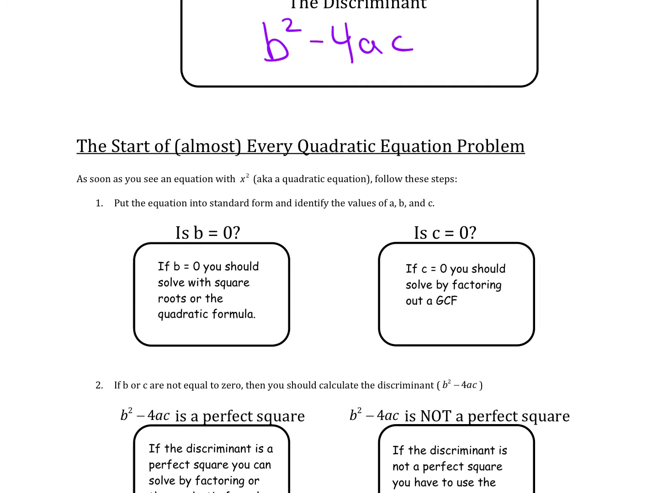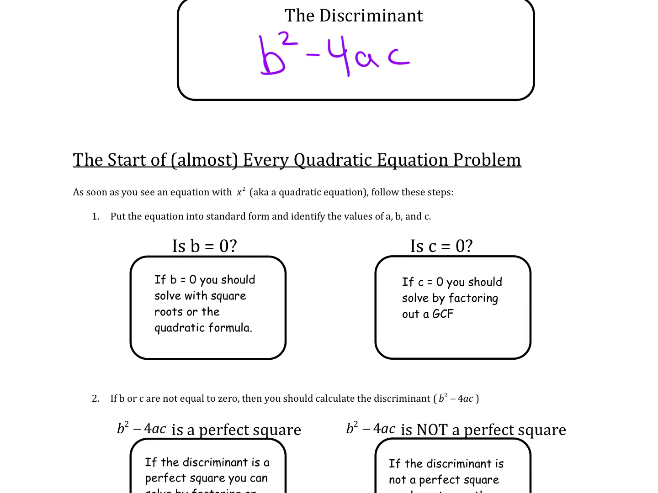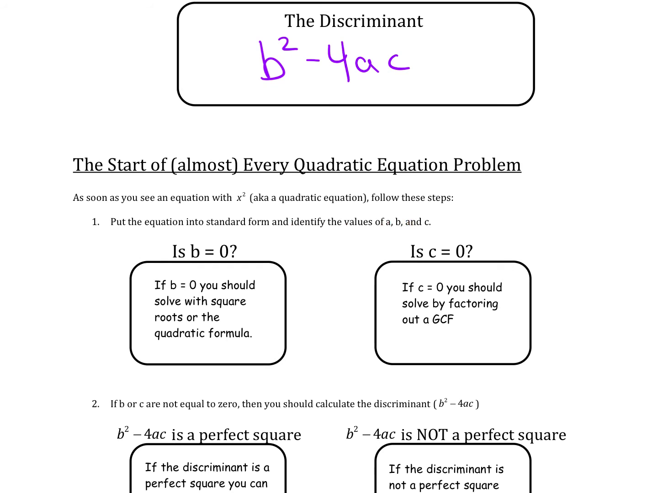Once we put an equation into standard form and identify a, b, and c, if we get that b is 0 or c is 0, that's a really helpful thing. When b is 0, we can solve it with square roots or the quadratic formula. When c is 0, we should solve it by factoring out a greatest common factor. That's the first thing we look for.